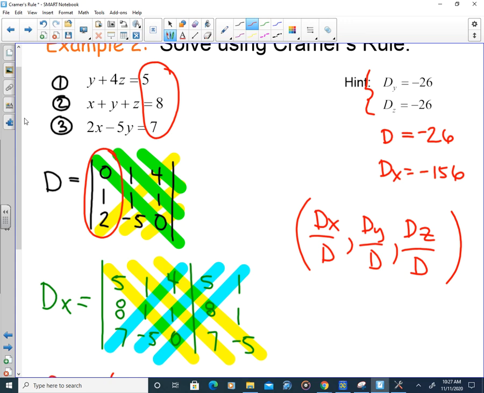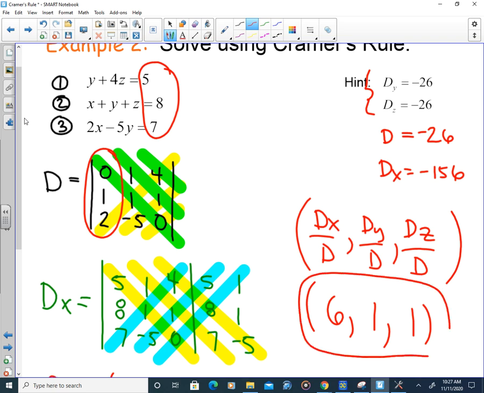So my X would be negative 156 divided by negative 26, which is 6. My Y will be negative 26 divided by negative 26, which is 1. And then Z will be negative 26 divided by negative 26, which is 1. So the solution to this system is the point 6, 1, 1.